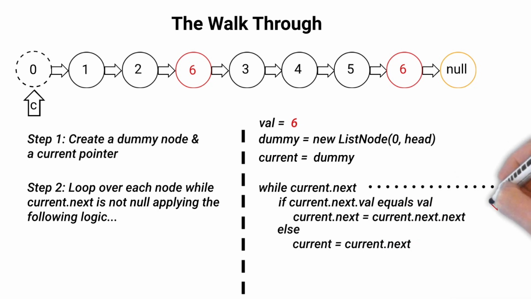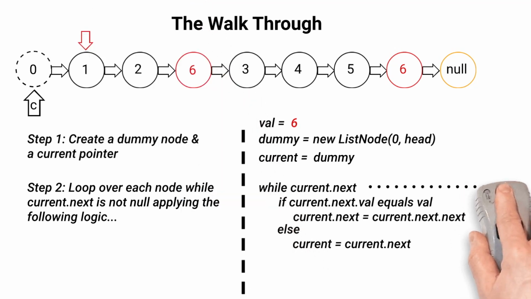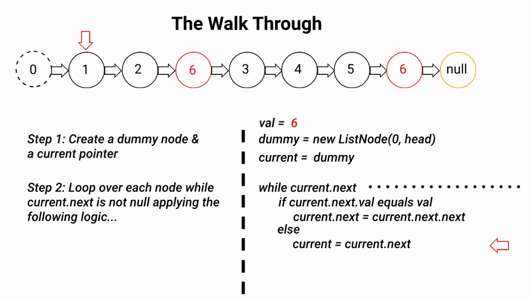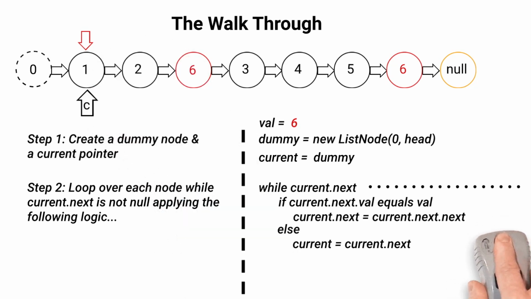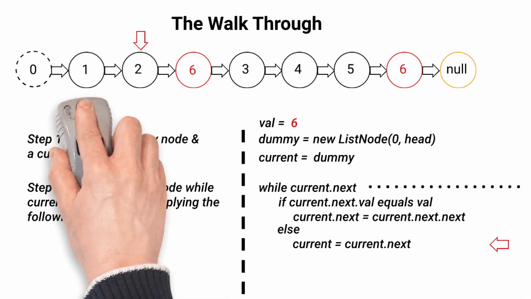If current.next.val equals val, well, it does not, because it equals 1. And we need to update current equal to current.next. So let's point this pointer to the 1. And we'll go back up and we'll check if current.next.val is equal to val. So we'll update that, pointing at the 2. 2 does not equal 6, so let's move the current. Set current equal to current.next.